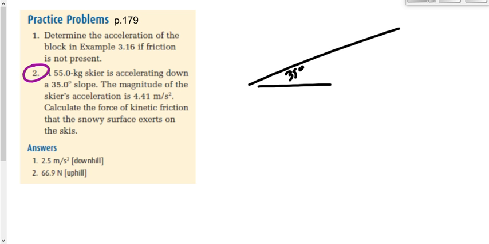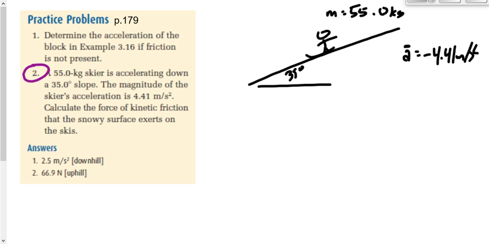That's 35 degrees. Our 55 kilogram skier is up here sliding down the slope. There's an acceleration of 4.41 meters per second squared. That's down the hill, right? The skier is accelerating down the hill. So I'm going to make the acceleration negative 4.41 meters per second squared. And we know we must have a force of kinetic friction acting up the hill. Agree with that? If we're sliding down the hill, kinetic friction is going to act up the hill.